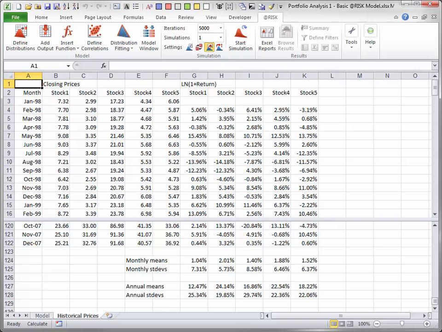Their monthly closing prices are listed in columns B to F. The usual way to estimate the mean growth rates and volatilities is illustrated in columns G to K. The logs of 1 plus the returns are calculated for each month, and their averages and standard deviations are then calculated. Then the annual mean growth rate is 12 times the monthly rate, and the annual volatility is the square root of 12 times the monthly volatility.